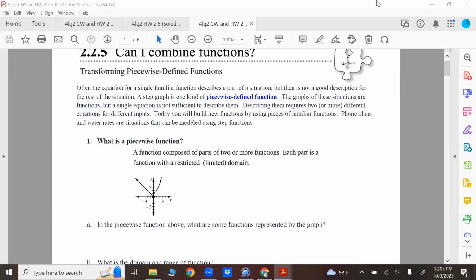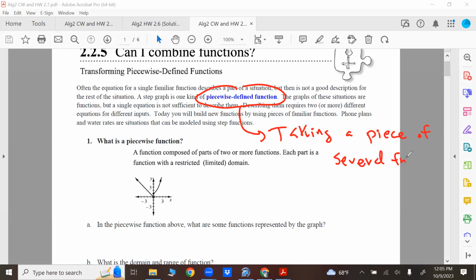Perfect. Okay. So it's called a piecewise defined function. The reason why it's called piecewise is you're taking a piece of several, can't spell, sorry, of several functions. So take a look at this graph down below.